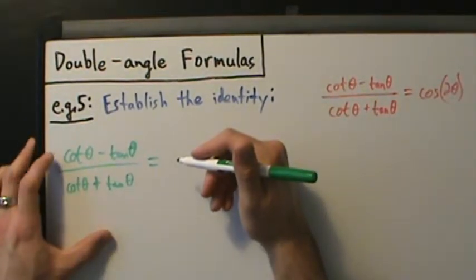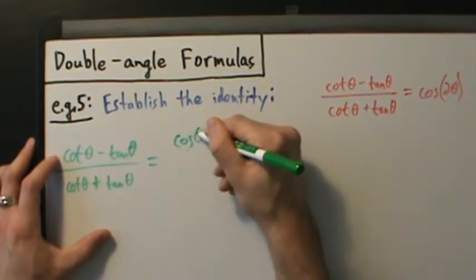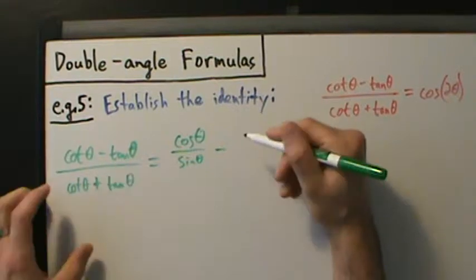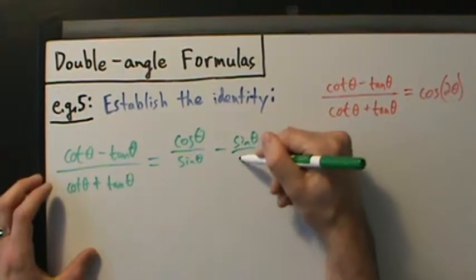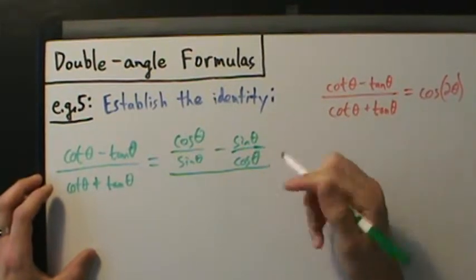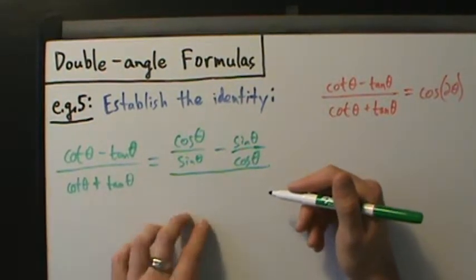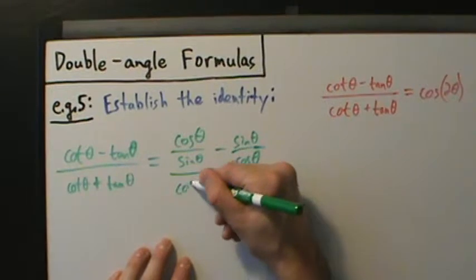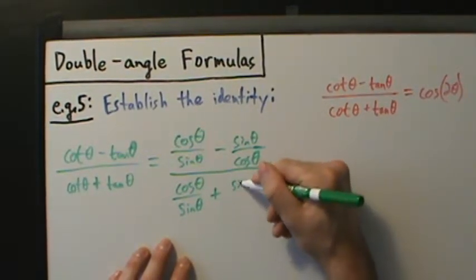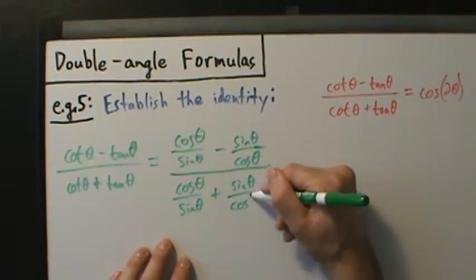Okay, so remember cotangent is cosine divided by sine. So this is cosine theta over sine of theta. Then minus tangent, so tangent is sine of theta divided by cosine of theta. Okay, and then on the bottom we have pretty much the exact same thing, but with the plus sign instead. So cosine of theta over sine of theta plus sine of theta over cosine of theta.